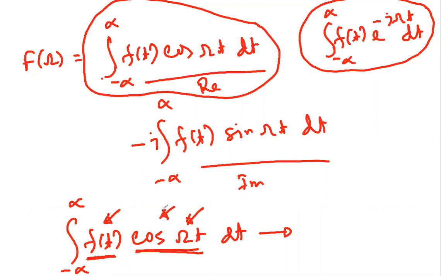What are the operations we are doing there? First, multiplication, then we are doing the summation. Of course, there is another operation called shifting operation. In this case, we are not making any shifting operation. Just think about this. Let's say you have an unknown signal which is known as f(t), and another known signal which is cos omega t.